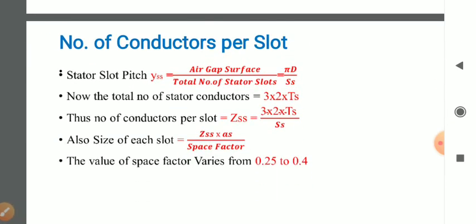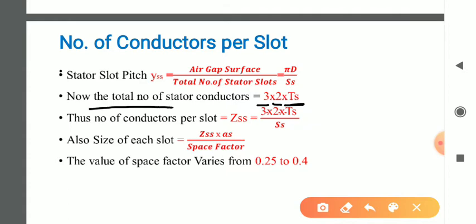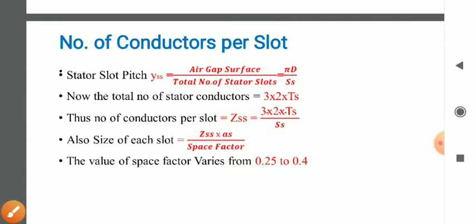As we know, in every turn there are 2 conductors, and TS is the total turns in one phase. So if you multiply by 2 here, it becomes the total number of conductors in one phase. And if you multiply by 3 here, it is the total number of conductors in all 3 phases. So the total number of conductors in all 3 phases is 3 into 2 into TS. Then we need to decide the number of conductors per slot.